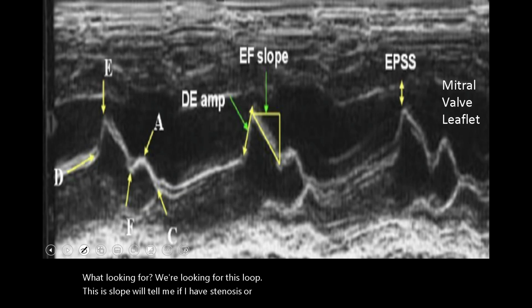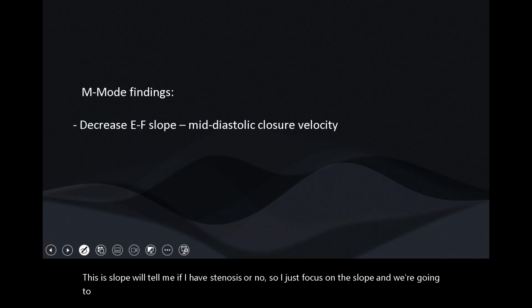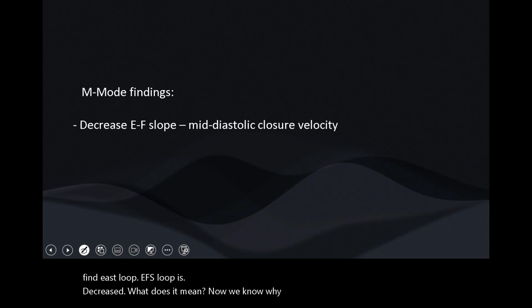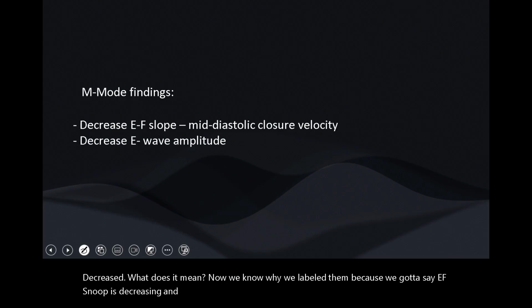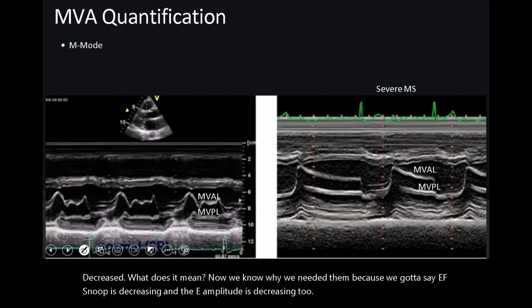This slope will tell me if I have stenosis or not. So I just focus on the slope, and we're going to find the EF slope is decreased. What does it mean? Now we know why we label them, because we're going to say the EF slope is decreasing and the E amplitude is decreasing too. And this is what we have.